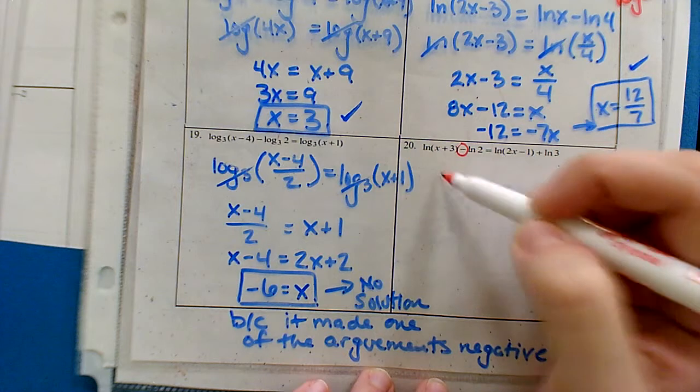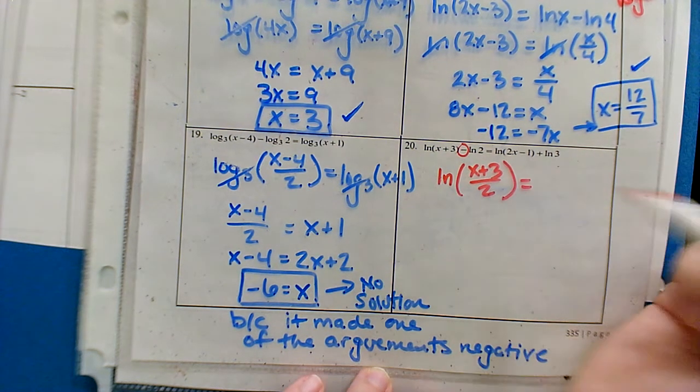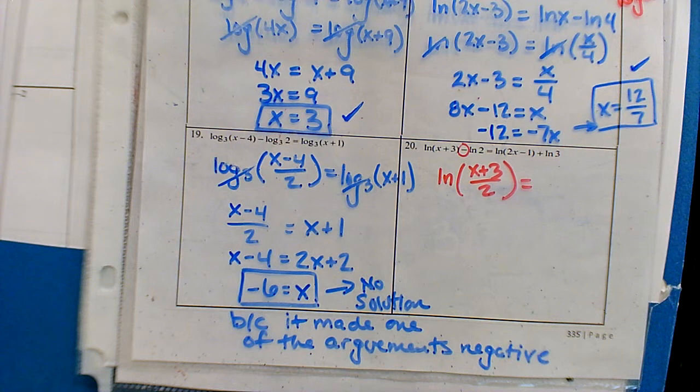All right, so on the left-hand side, since we're subtracting, we can divide the arguments. Wonderful. What about the right-hand side? We have 2 logs on that one. We want to get it down to 1.